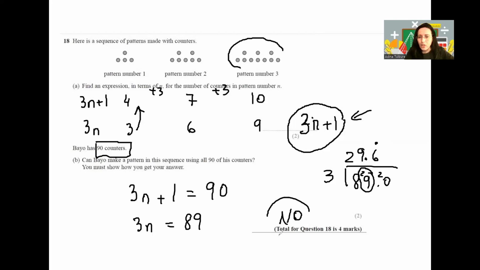You cannot make a sequence with 90 counters. I mean, you can make a sequence with 90, but you're going to have one left, okay? And here they say you need to use all 90 of your counters. So definitely you can't use them all because you will have one remainder, okay? So you can write your explanation in any way you want, but the examiner needs to see this written down.